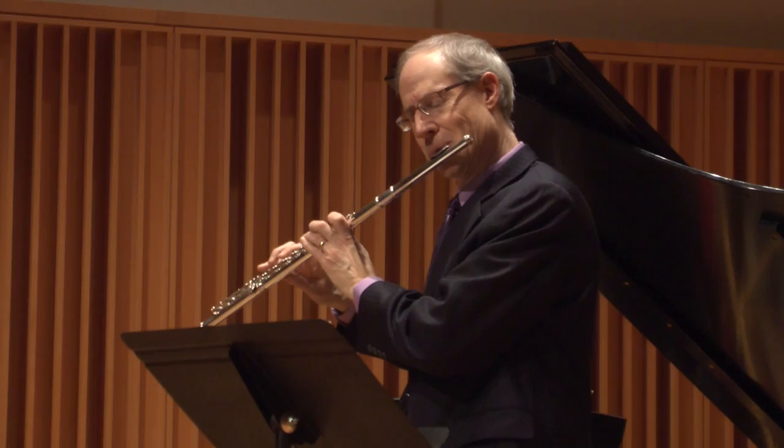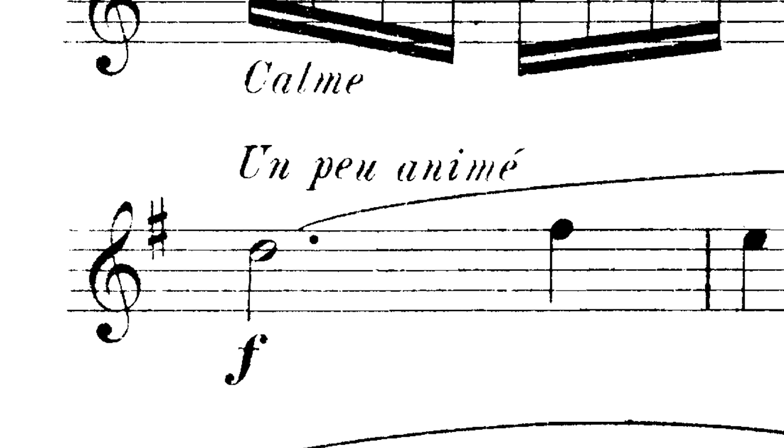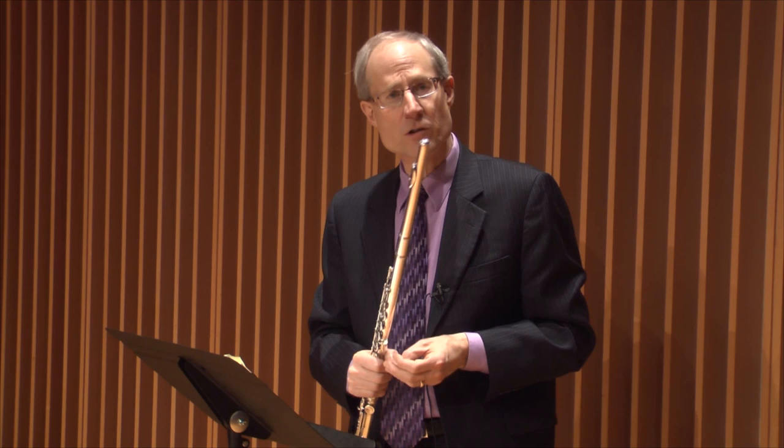Measure 13, then, we have the French un peu animé, which means a little animated. Push the tempo a little bit here, and I play approximately quarter equals 88, a little faster than the beginning. You can also show the increased animation with the speed of your vibrato and more color or harmonics in the sound.